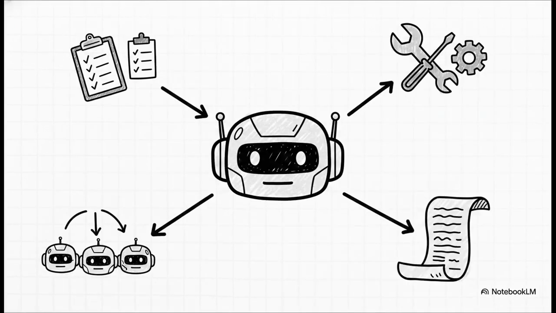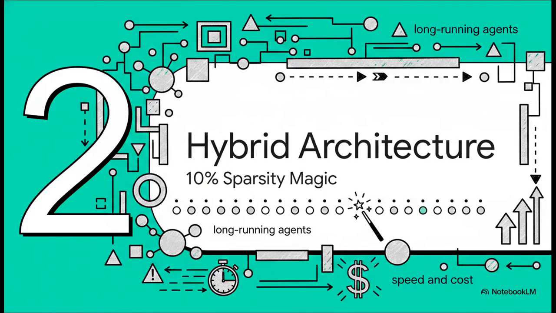And the demands placed on these marathon-running agents are just wild. They have to plan out complex tasks, seamlessly call external APIs, launch and delegate to subagents, and crucially, maintain a coherent history over hundreds of turns. Plus, they have to recover from errors without losing sight of the main goal. All of this takes immense reasoning and context capacity, which usually makes it way too slow and expensive to run on standard dense architectures. Moving right along to Section 2, unpacking the hybrid architecture, the 10% sparsity magic.